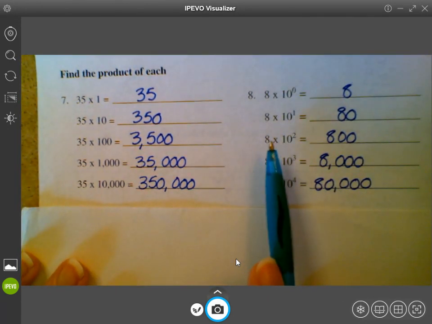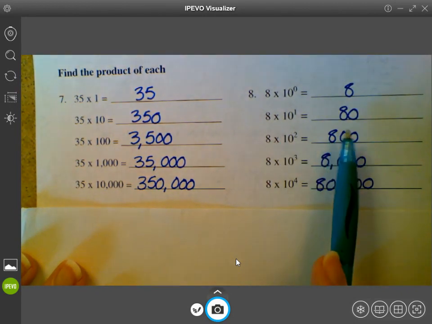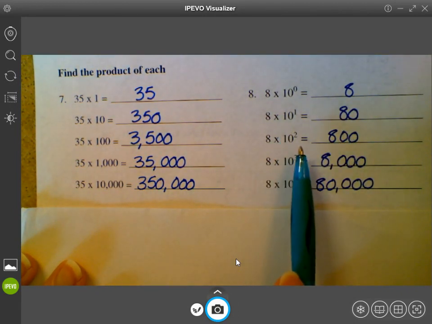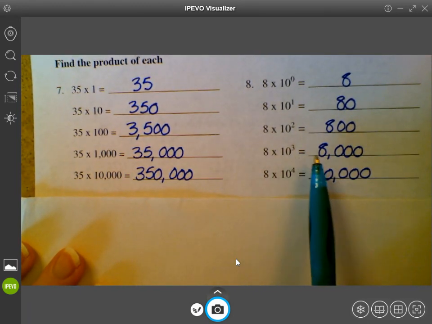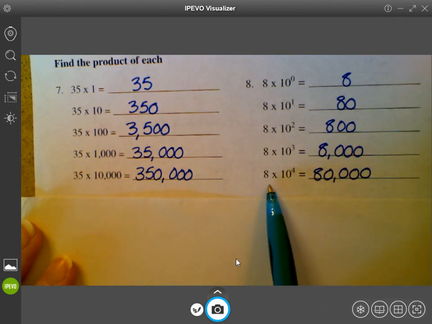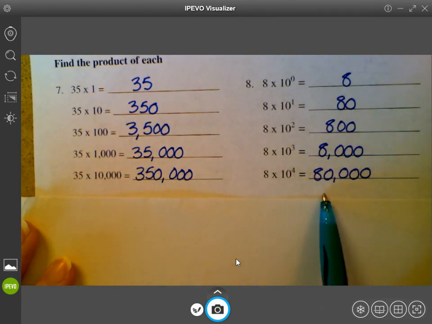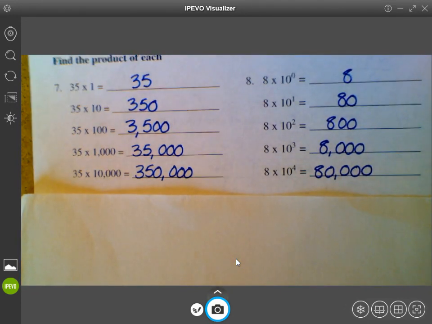The second one, 8 times 10 to the first power, that's the same as 8 times 10, or 80. 8 times 10 to the second power, that is the same as 8 times 100, or 800. 8 times 10 to the third power, which is the same as 8 times 1,000, which would get you 8,000. And 8 times 10 to the fourth power, which is the same as 8 times 10,000, which would get you 80,000. Are there questions on number 7 or 8?